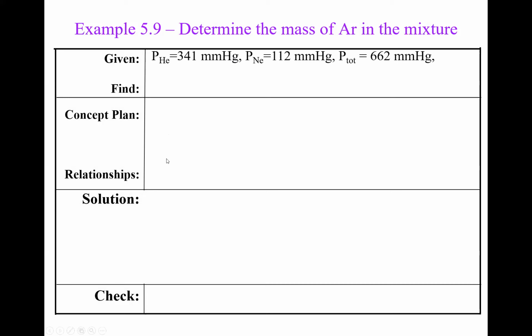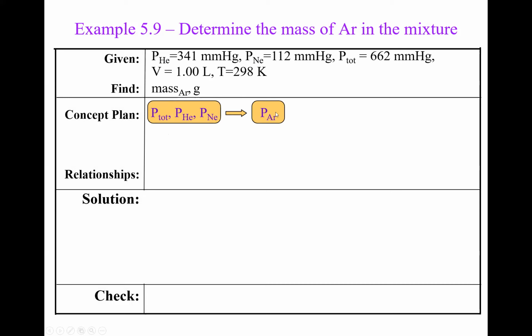Okay, another example here. This one's giving us helium, neon, and then what the total is. There's our V and T. It wants the mass of argon, so it looks like we've got three gases, and we're missing the third. We know what the total is. So from the total, we can find the pressure of the missing gas, and then we know the volume and temperature, and so we can back calculate to the moles, and from the moles get to the actual mass.